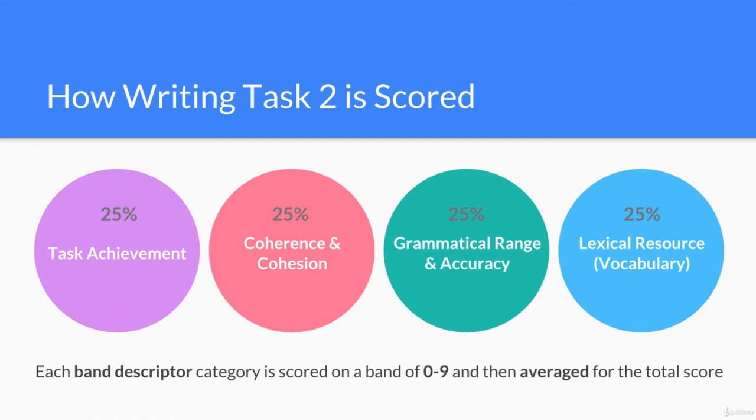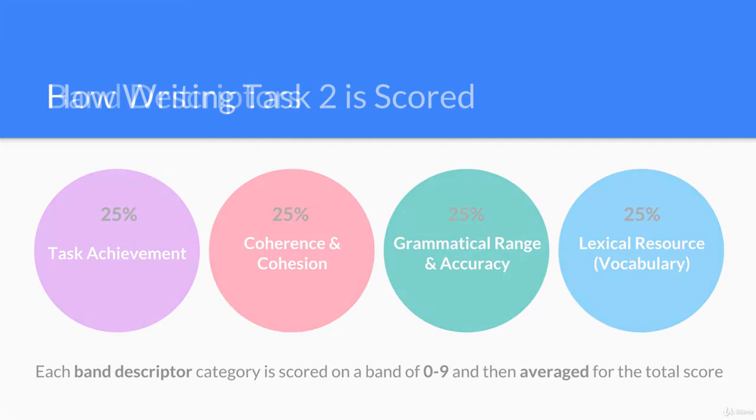So when the examiners are grading your essay, what they do is they assign you a score between 0 to 9 for each of these different categories. Then they average out this score, and that becomes the total score for your writing task 2. Now let's take a look at these band descriptors in a bit more detail.